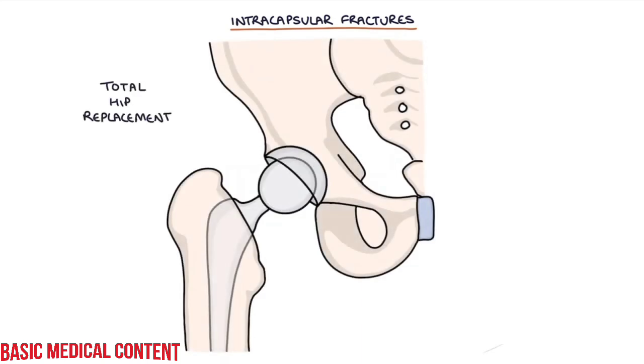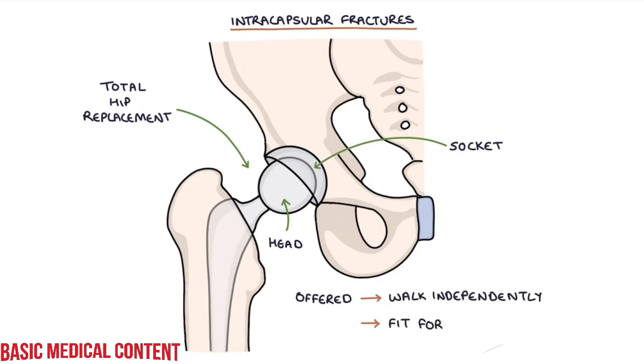Total hip replacement involves replacing both the head of the femur and the socket. This is generally offered to patients who can walk independently and are fit for surgery.